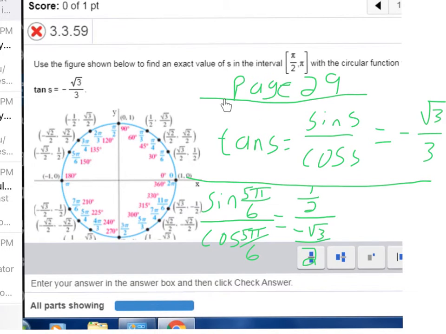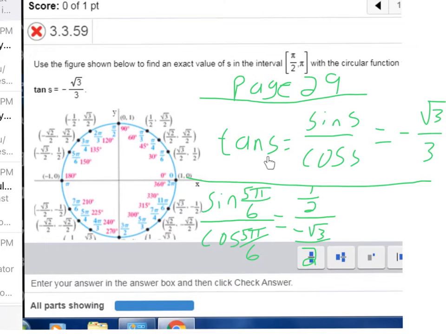Well, I think we've talked about before, if you have page 29 memorized, then you know that's a 30-degree angle here, or pi sixth, and you immediately recognize it's 5 pi sixth, as the reference angle. But I don't have every detail. I have most of this page memorized, but I really don't have all of it memorized. So how do I do it?